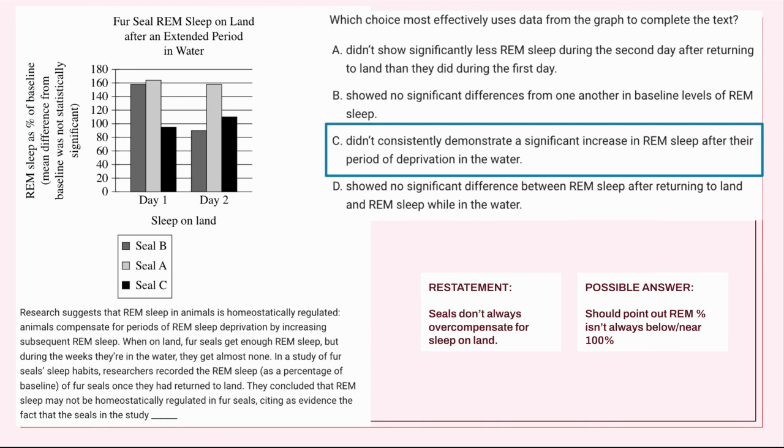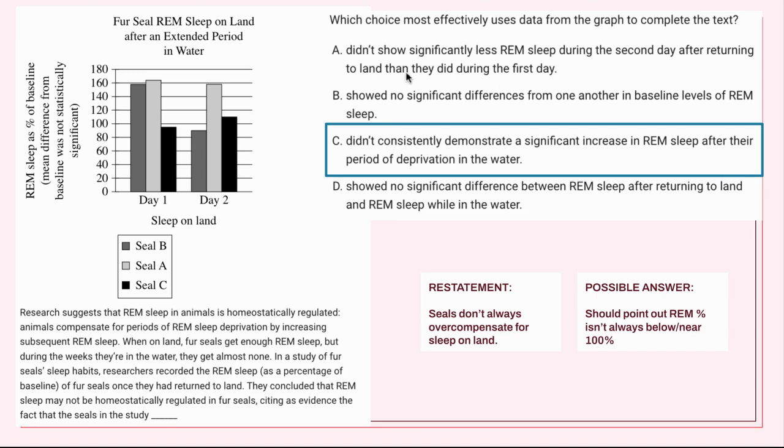I think C does. So the seals in the study didn't consistently demonstrate a significant increase in REM sleep after their period of deprivation in the water. So it doesn't technically quote the numbers, but it is pretty much saying that they didn't always have a lot of increase in sleep after they got out of the water, which is true because if we're looking here, for some of the seals, they're almost getting like less than 100%. So not all of them are necessarily doing that overcompensation.